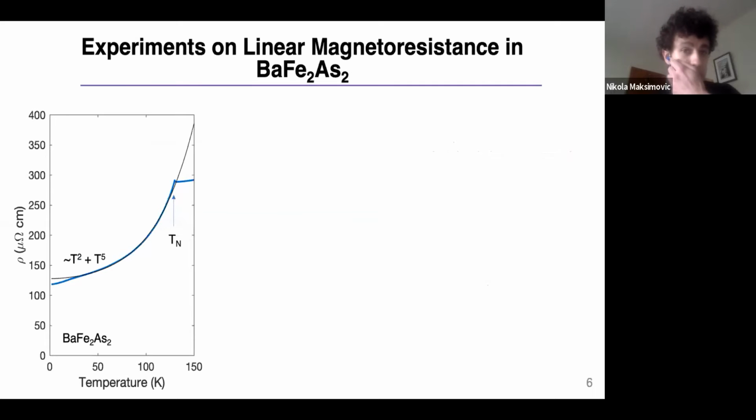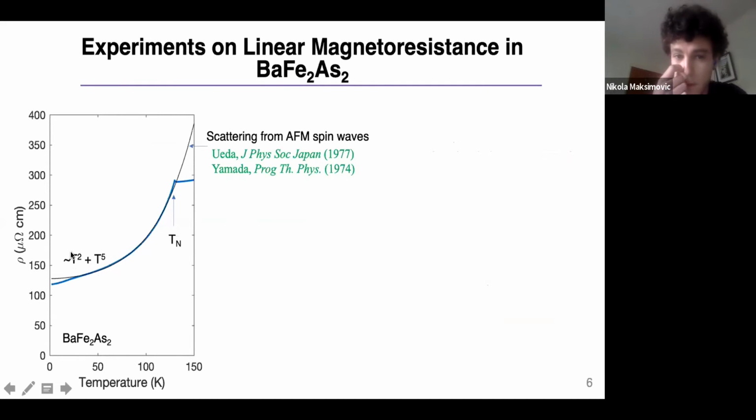So first, I'll describe our experiments on linear magnetoresistance in undoped barium-122. This is an antiferromagnetic metal. The resistance versus temperature follows fairly well a T squared plus T to the fifth dependence. Okay, this is something that you expect for scattering from antiferromagnetic spin waves.